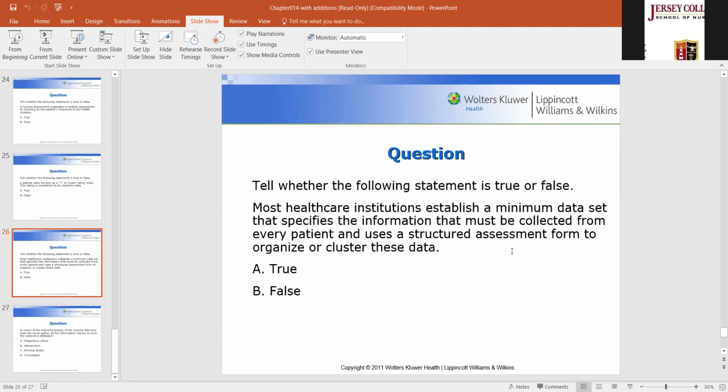The following statement, true or false? Most healthcare institutions establish a minimum data set that specifies information that must be collected from every patient and uses a structured assessment form to organize or cluster the data. What is a minimum data set?